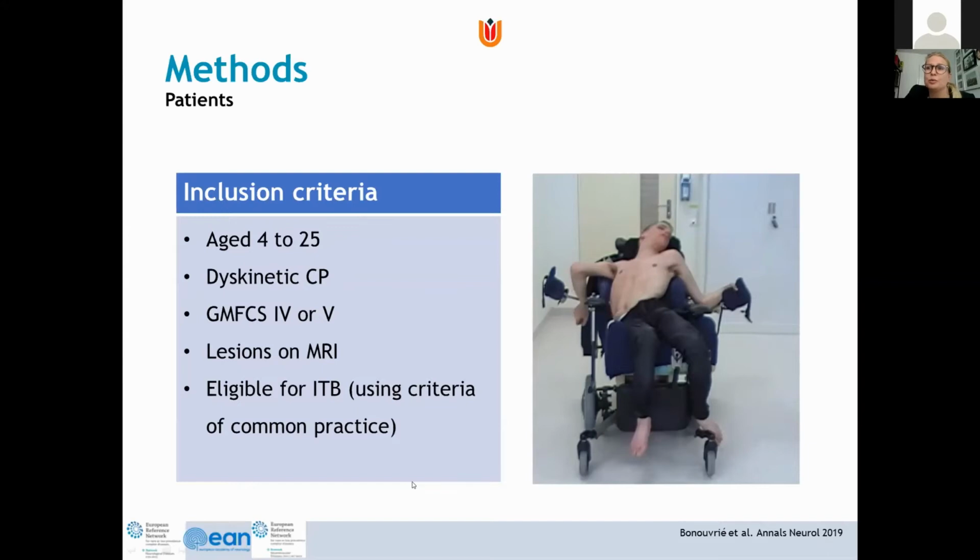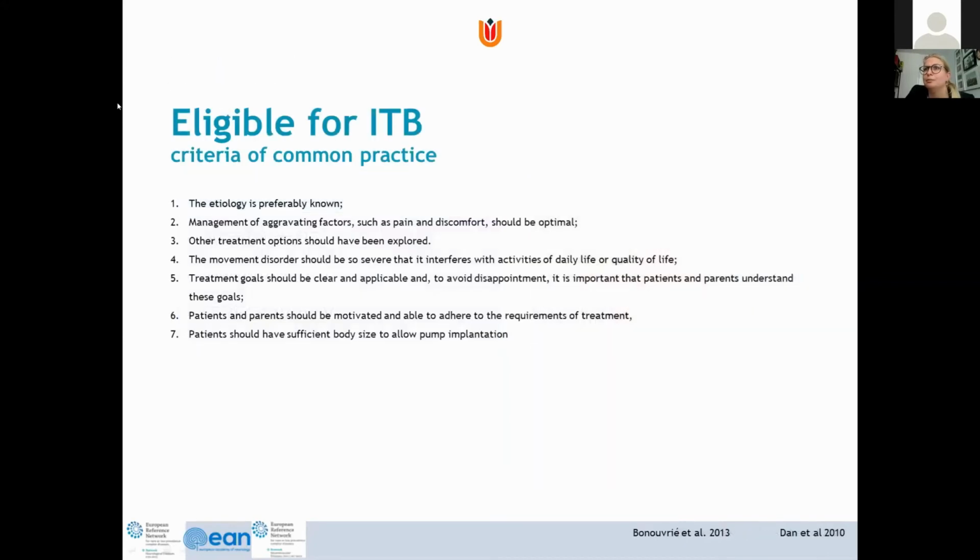So the patients were really severely affected. The criteria for ITB is that the etiology is preferably known. That is not always possible, so we preferably first manage aggravating factors such as pain or discomfort before going to a baclofen pump, and also other treatment options such as oral medication should have been explored.